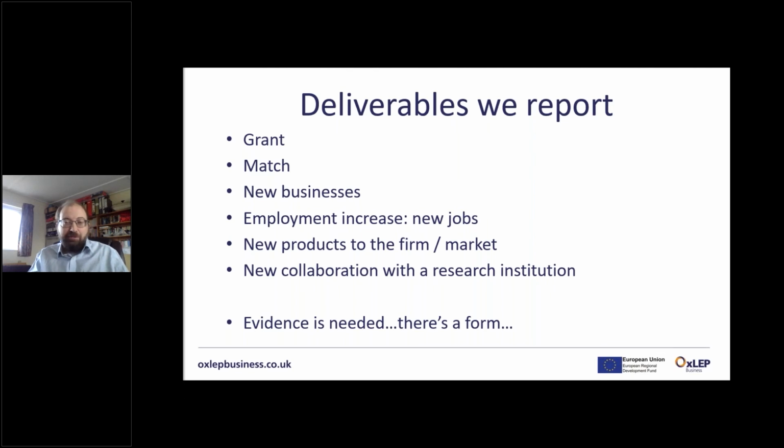As you can probably imagine, there remain a series of deliverables upon which we report. We need to report how much grant we've paid to the grant recipients. Well, that's fairly straightforward. We know that because we've paid it. We need to report how much match those grant recipients have put against the grant that we paid. Again, fairly straightforward because we'll have your claims, so we already have that data. We need to report new businesses supported, so that's businesses less than 12 months old that we've supported. Again, we will know that from your sign-up form, so that's not an issue.